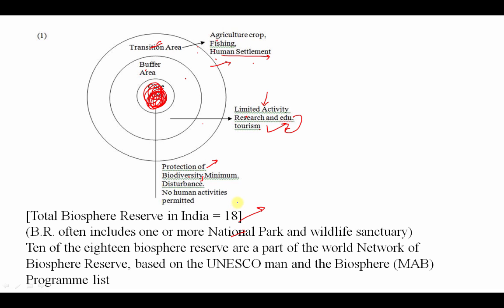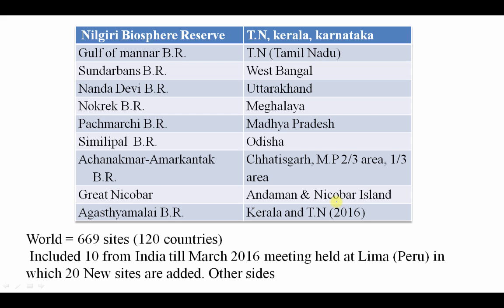As I told you, a biosphere reserve is a large place, so national parks and wildlife sanctuaries can be included in it. 10 of the 18 biosphere reserves are part of the World Network of Biosphere Reserves, based on the UNESCO Man and the Biosphere program list. Out of 18, 10 belong to this category. So these are the 10 biosphere reserves which are important for your exam.